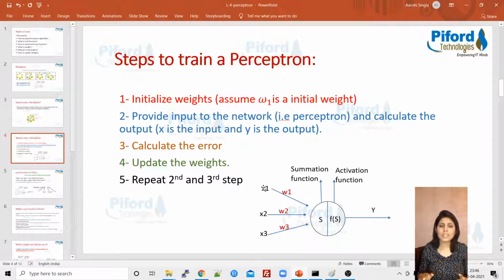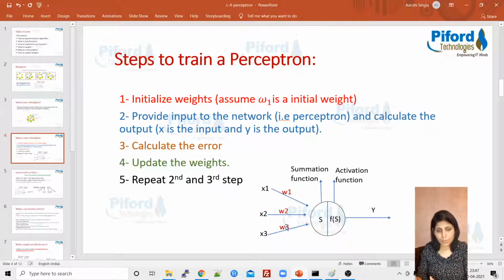You can write anything, 1, 0.1, 2, 3, whatever you think, just assign one numeric value to the weights. For example, I have assigned 2 to W1, and W2, let's suppose, I'm initializing with the random value of 0.2. In the same way, just give any random value to W3. So this is the very first step.